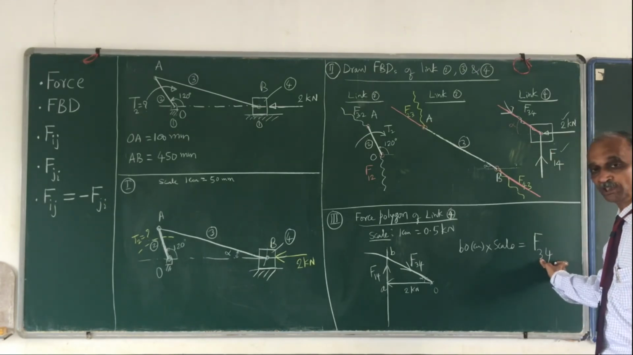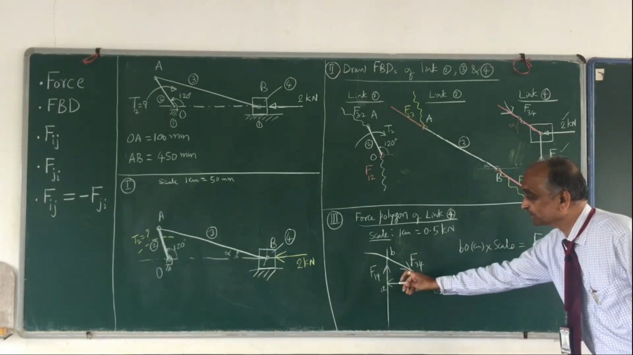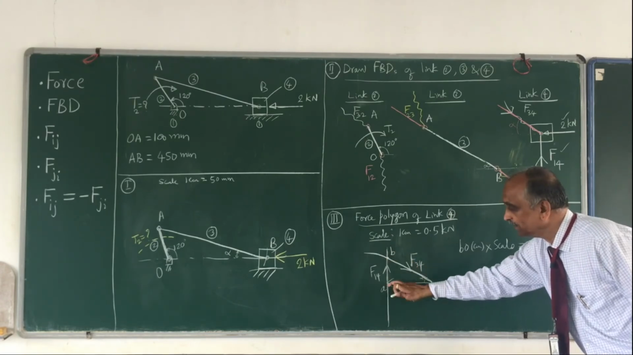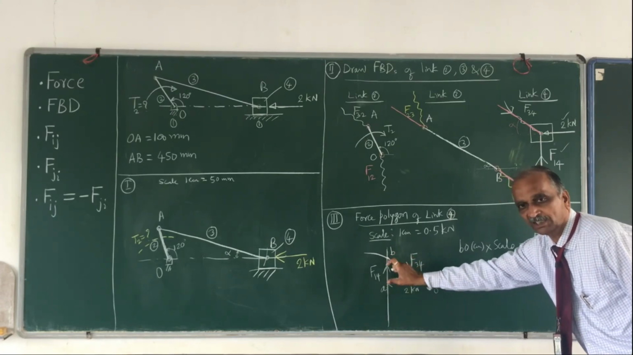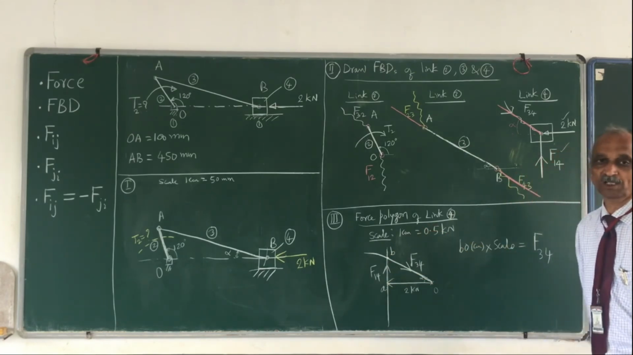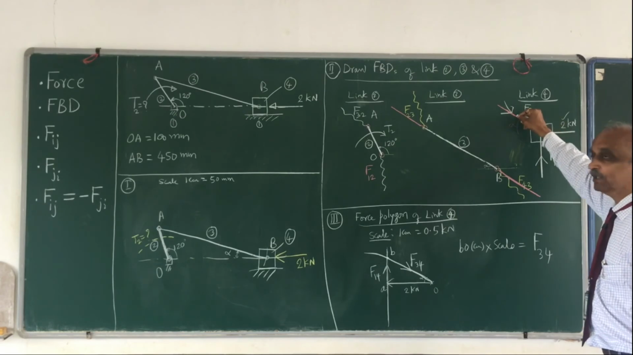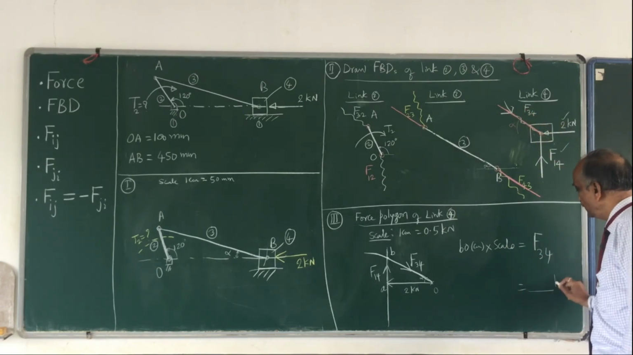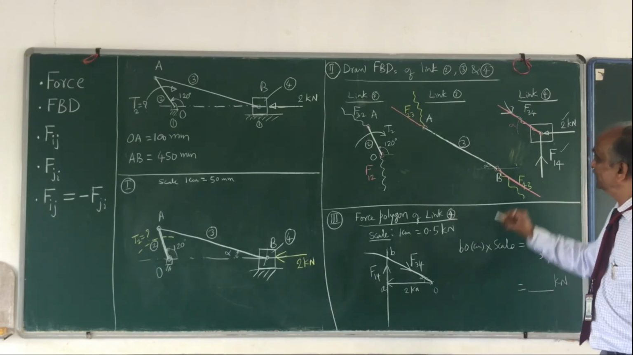So now what is known? F34 is known. Similarly, if you are also asked to find out how much is F14, AB, measure how many centimeters, multiplied by 0.5 will give you what is F14. Okay, so now I know F34. F34, so many kilonewton, that I know.